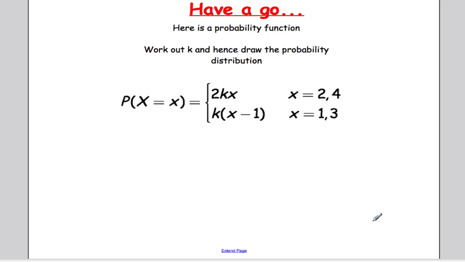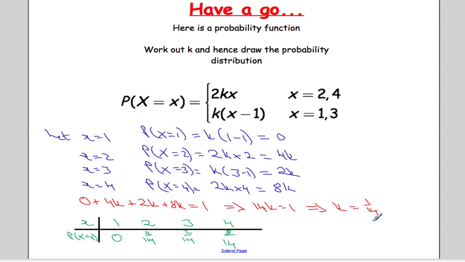Alright, time for you to have a go now. So pause the video and work out k and then draw the probability distribution. Okay, hopefully you've managed to go with that. Here are the solutions. So we took a similar approach. We substitute each value of x in, which gave me 0, 4k, 2k and 8k. I know that when I add up all of these, they have to add up to 1. So I found out that k was 1 over 14. Once I know that k is 1 over 14, I can fill in my distribution table.